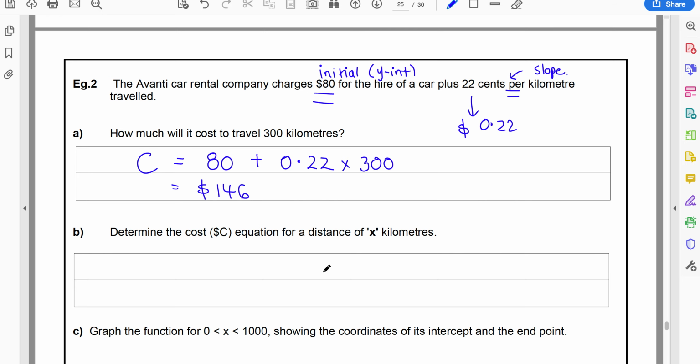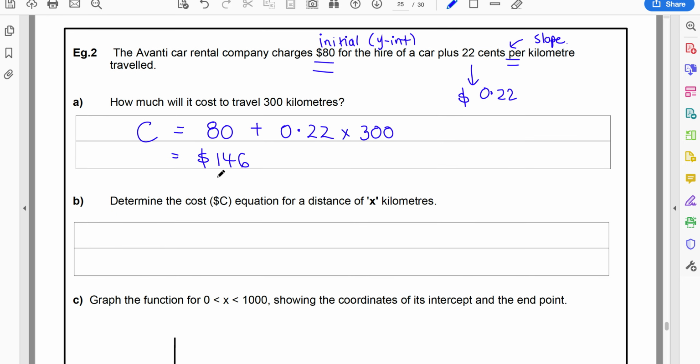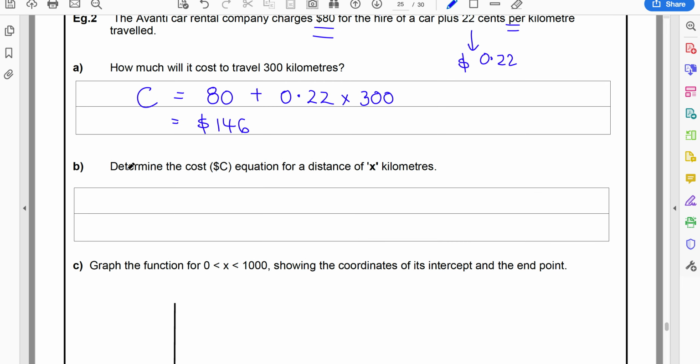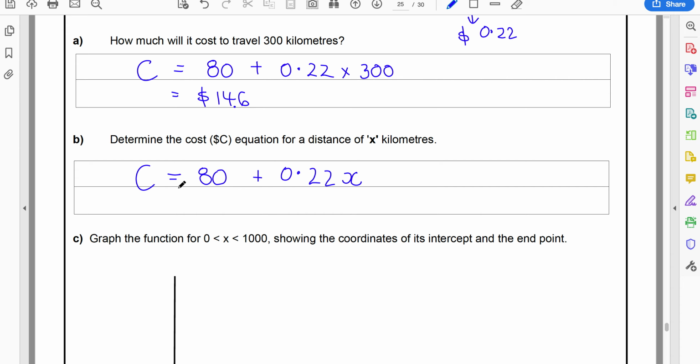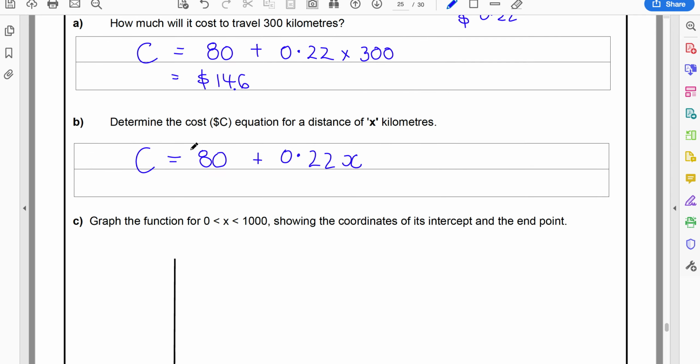Now, one of the reasons you might be asked to do that to start off with is because it's going to help you generate your equation. If you have a look at part B, I should say, determine the cost for the distance of X kilometres. So all I would have to do is consider what calculation did I just do, which was 80 plus 0.22 multiplied by the number of kilometres. Instead of doing 300, I'm going to use X as the number of kilometres. And as you can see, this is in that form, y equals a plus bx. So I've got my linear equation that I can now use to graph, which is what I'm going to have to do next.